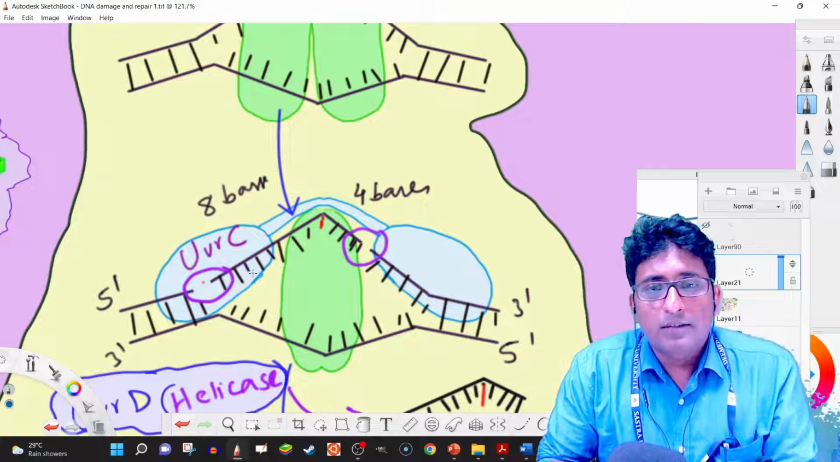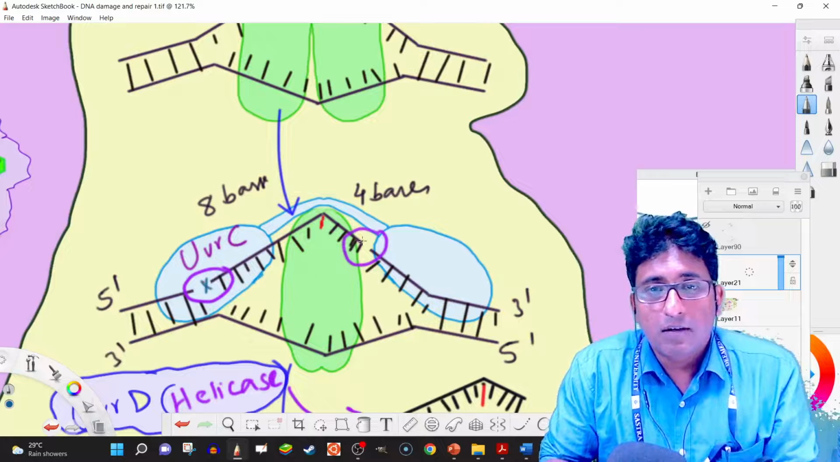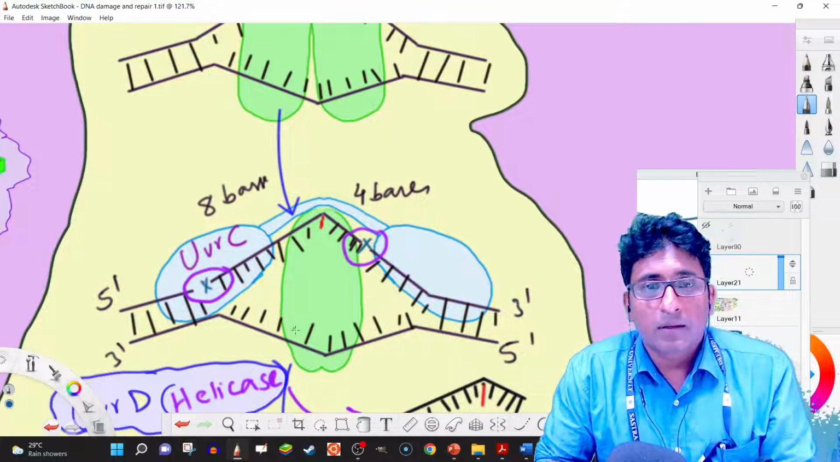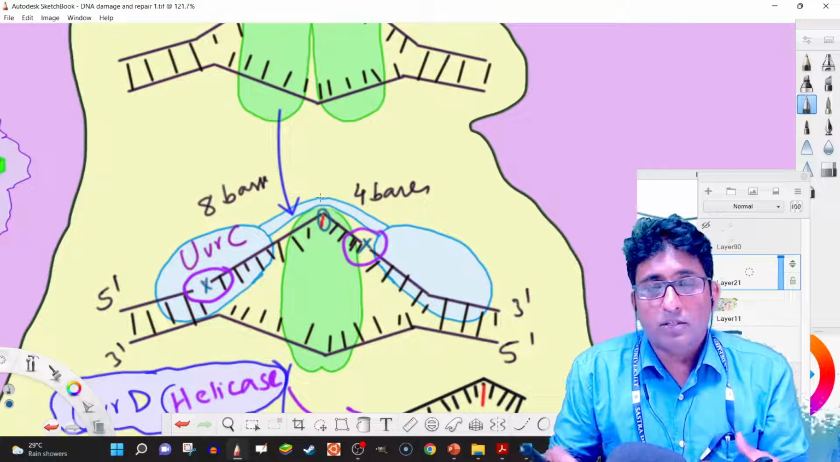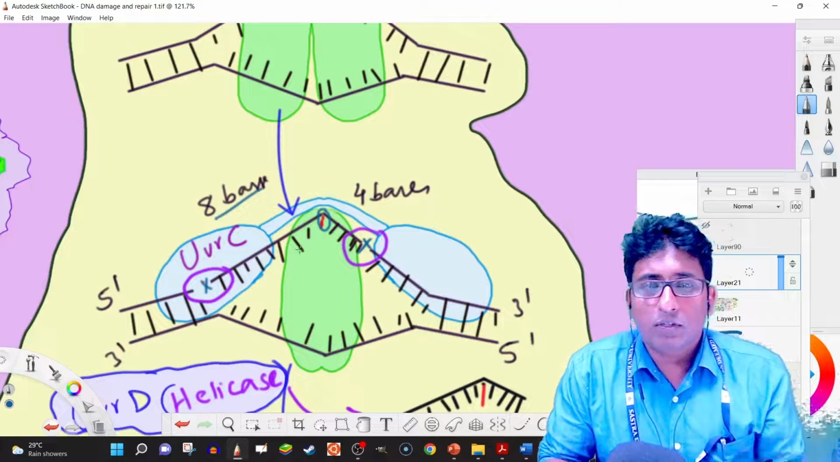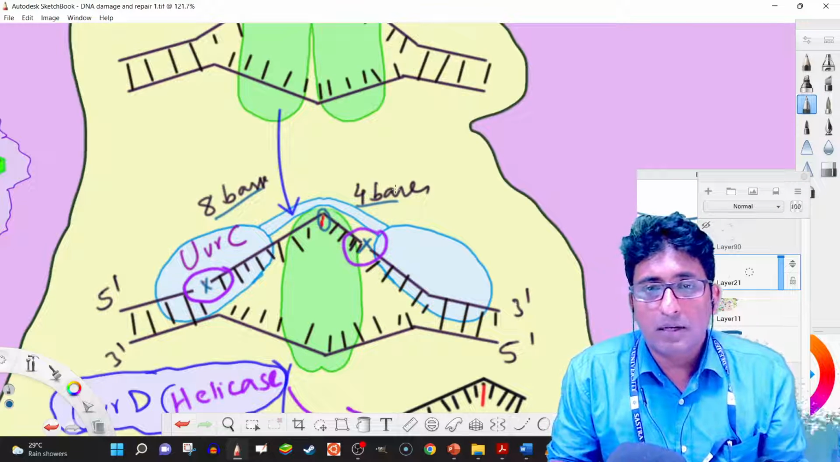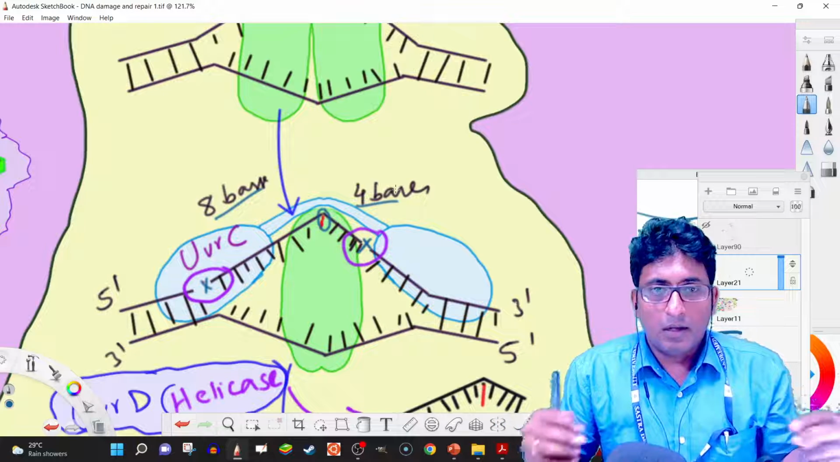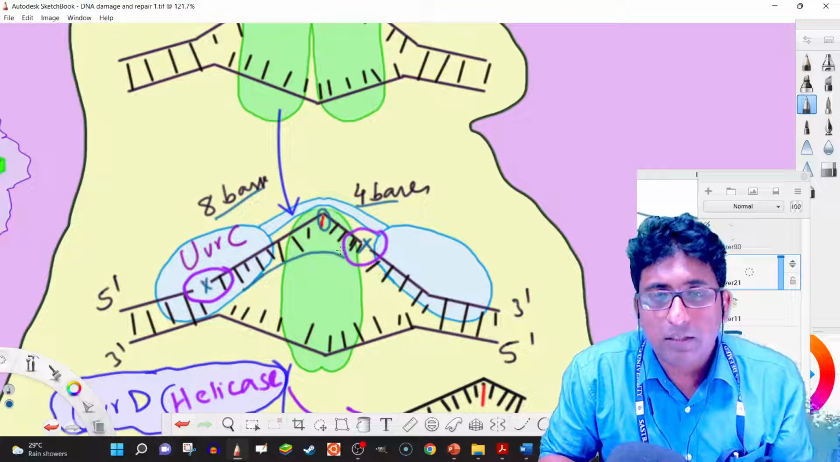UVRC is a nickase. So it makes a cut here and makes another cut there. If this is the location of the actual damage to the bases, about 8 bases onto the 5' side and about 4 to 5 bases onto the 3' side, it makes a cut. And the whole element, the whole piece of DNA, is removed.